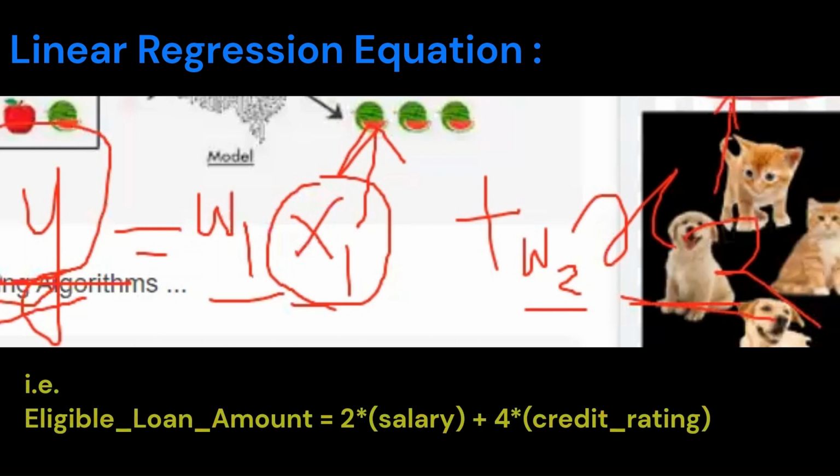So ultimately, where are you getting this value of 2 and 4 from? It is from the past data that the model had, based on which it was able to come up with these values: whatever the salary and credit rating were, approximately these were the weights based on which it was able to learn this equation.